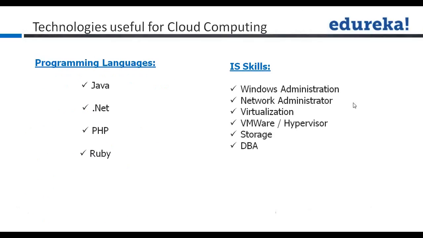Technology useful for the cloud. If you are a programmer, you can work with different kinds of technology. It can be Java, .NET, PHP, Ruby, doesn't matter, any programming language. The cloud providers give you options. You develop your application and then make it SaaS or PaaS. Or if you want to make your own AWS, then IT skills like Windows administration, network administration, and virtualization would help you to make your own AWS also.